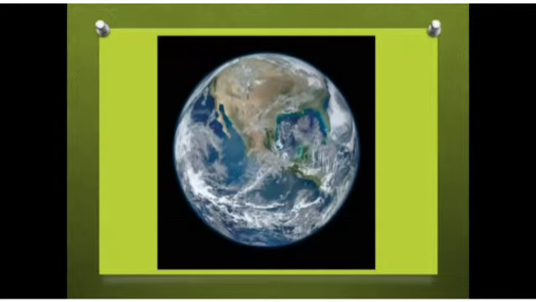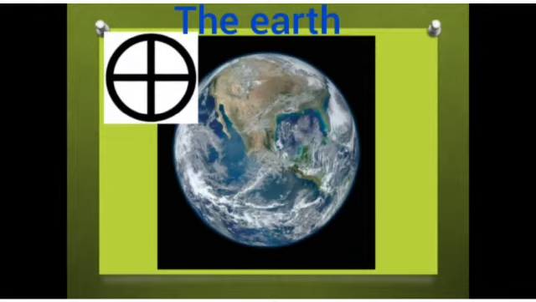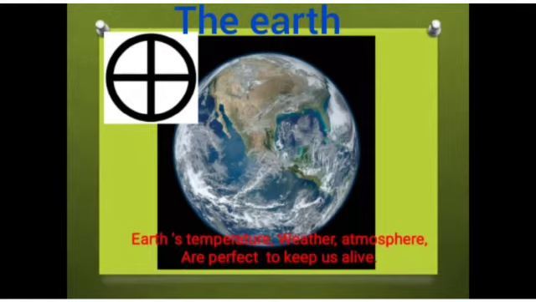Then we have the Earth. This is the symbolic glyph of the Earth. Earth is our own land, that's why we know very much about it. In simple words, Earth's temperature, weather and atmosphere are perfect to keep us alive. Otherwise, in the rest of the planets, there are still almost no signs of life.